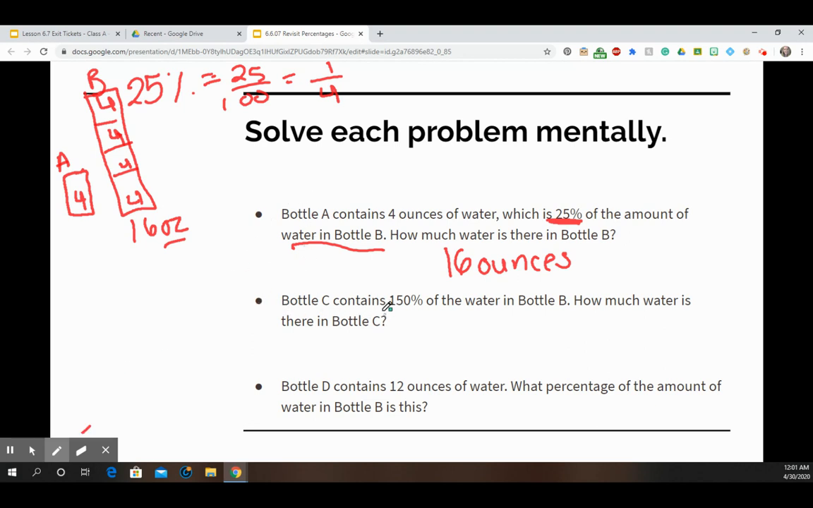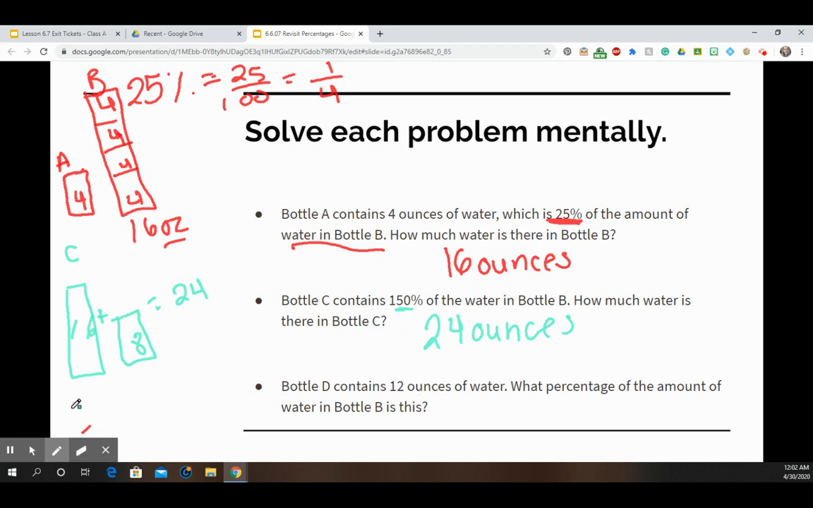Bottle C contains 150% of the water in bottle B. So we know bottle B is 16 ounces. That means bottle C is not only the full amount of bottle B, so all 16 ounces, but plus another half, another 50%. And I know half of 16 is 8. 16 plus 8 is 24. So there are 24 ounces in bottle C.